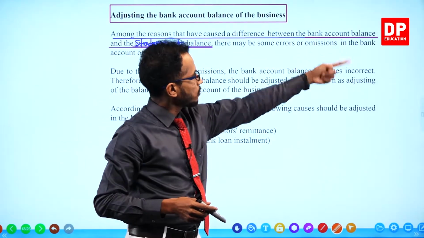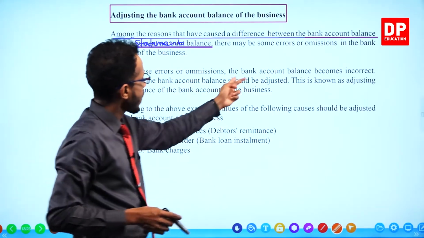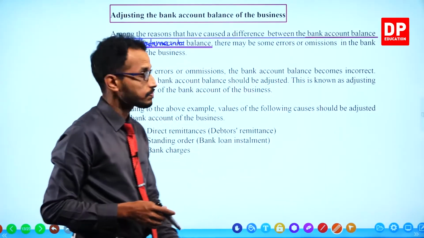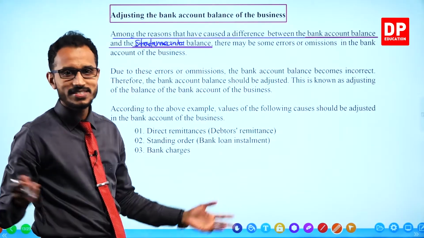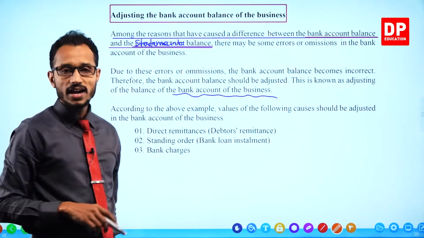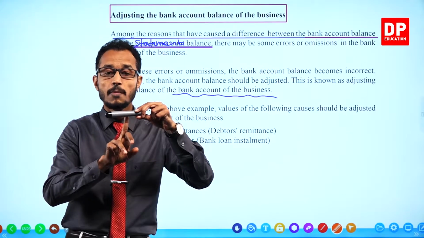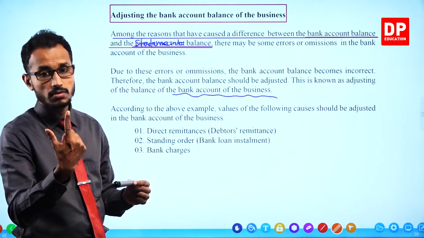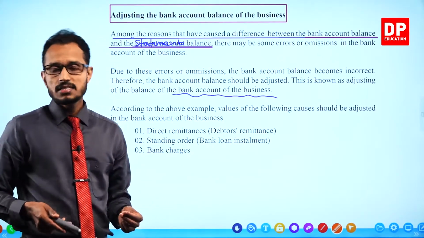There may be some errors or omissions in the bank account of the business. Due to these errors or omissions, the bank account balance becomes incorrect. Therefore, the bank account balance should be adjusted. This is known as adjusting the balance of the bank account. As I always say, that is our bank account, the T account for the bank book, as we call it. We are going to adjust the balance of the bank book.